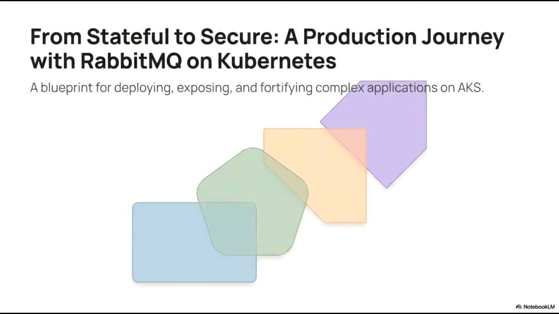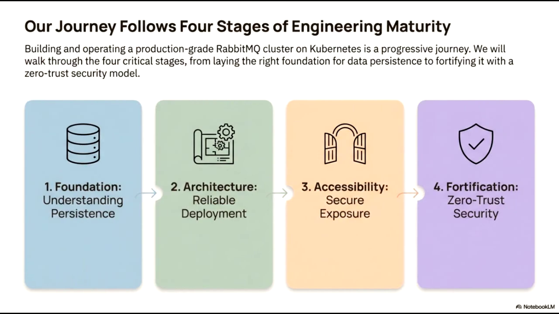Today, we are going to explore From Stateful to Secure, a production journey with RabbitMQ on Kubernetes. This presentation serves as a comprehensive blueprint for deploying, exposing, and fortifying complex applications specifically on Azure Kubernetes Service, or AKS. We will walk through the critical stages of managing stateful workloads and transitioning them into a robust, secure production environment.